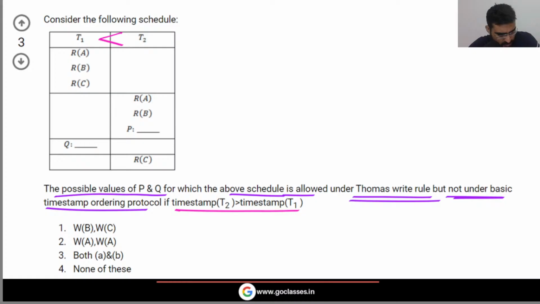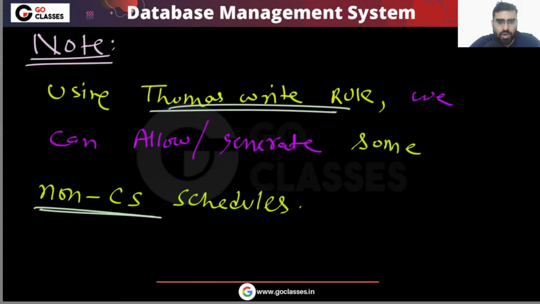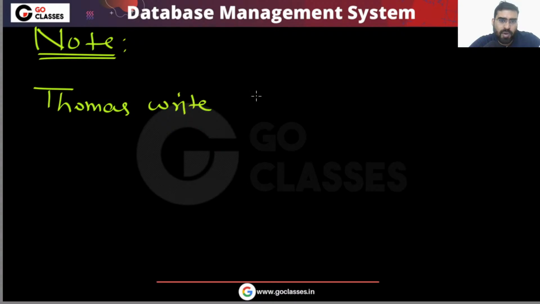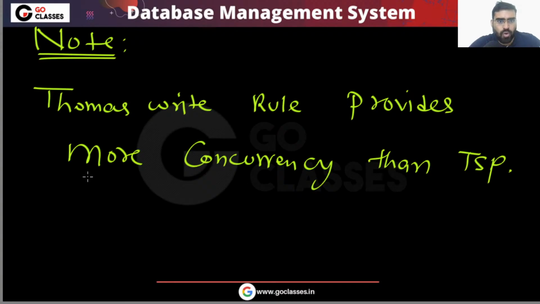Dipan is asking, what is the main objective of Thomas Write rule? What extra feature will it provide? Thomas Write rule will provide you more concurrency. Yes or no? See, this is the purpose. Thomas Write rule provides more concurrency than TSP.